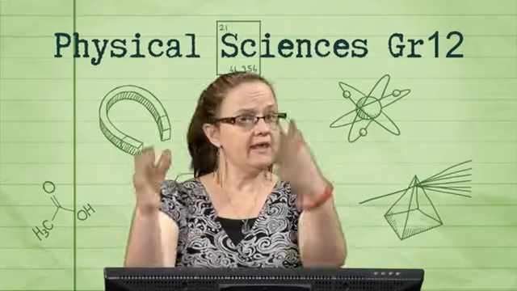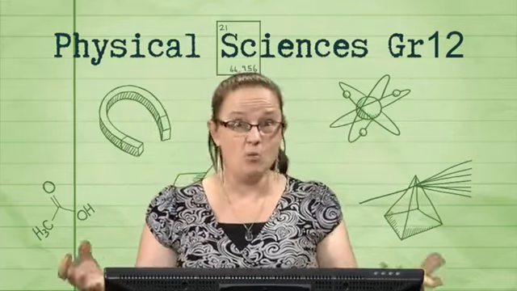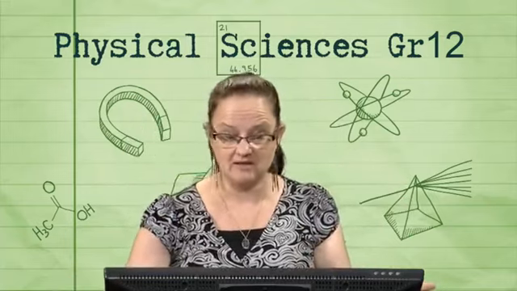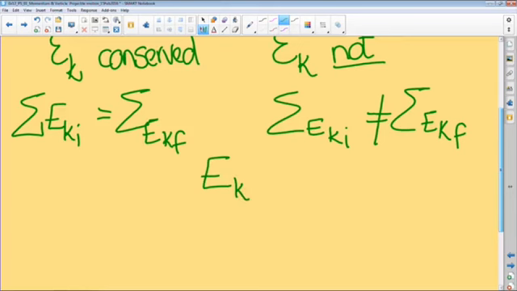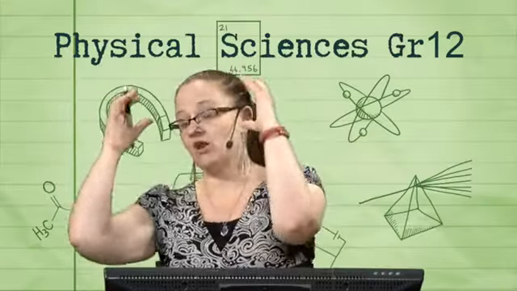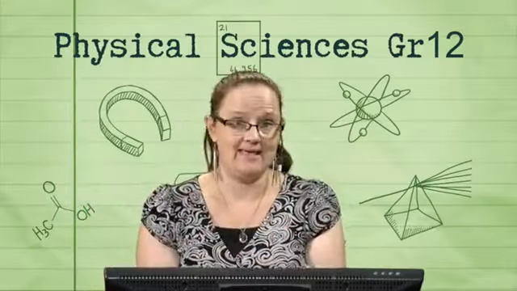Here, we need to now remember what the equation for calculating kinetic energy is. Remember, kinetic energy is a half mv squared. So with elastic and inelastic collisions, we need to look at how much kinetic energy we had before and how much kinetic energy we had afterwards, and then compare them.